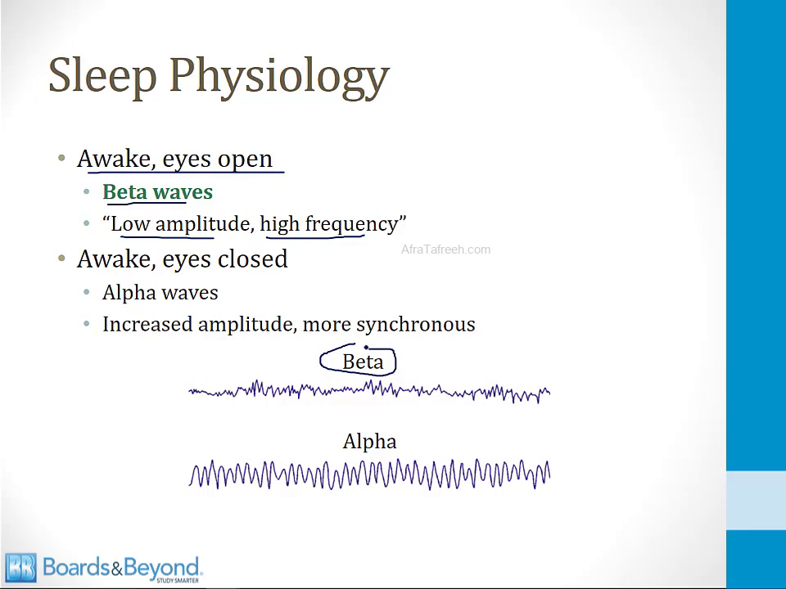When you close your eyes to start to get ready to go to sleep, your EEG shifts to what are known as alpha waves. This is a picture of alpha waves here. You can see that they have a higher amplitude, meaning that they are bigger waves compared to the beta waves, and they are more synchronous, meaning they are more organized compared to the disorganized pattern of beta waves.